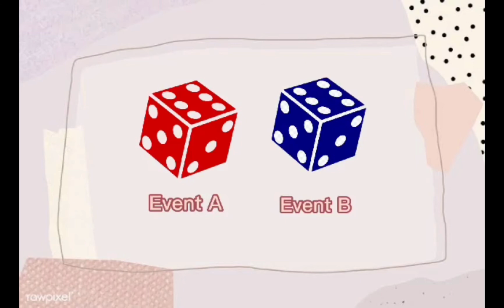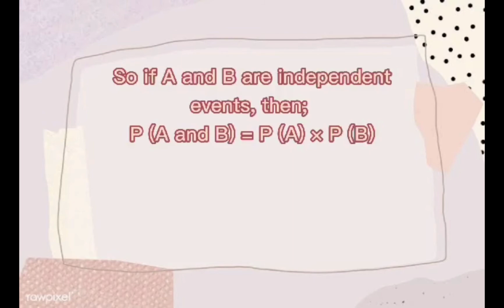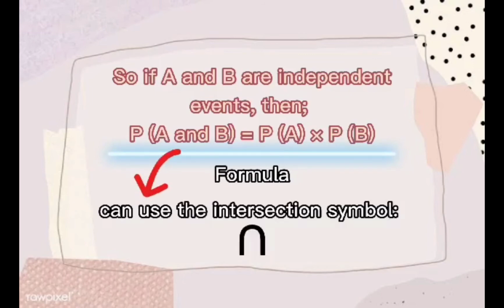Given these events, the multiplication rule states the probability that each event is observed by multiplying the probabilities of every event. So, if A and B are independent events, then the probability of A and B equals the probability of A times the probability of B, which becomes our formula. In some versions of the formula, instead of using AND, we can use the intersection symbol.